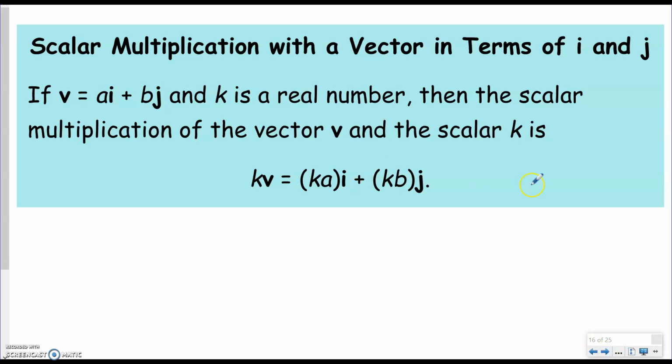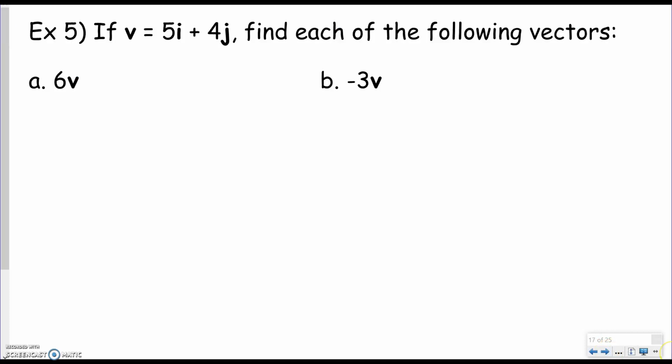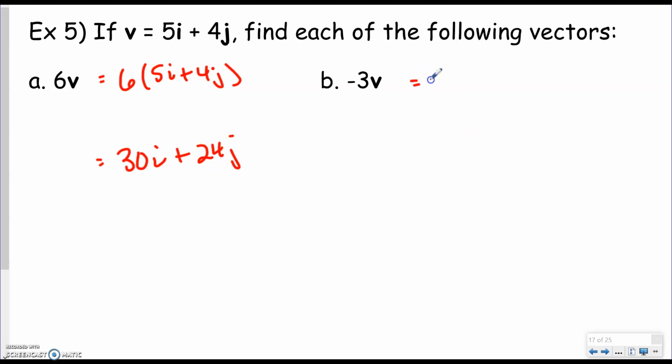Okay, scalar multiplication, you're just going to multiply, kind of like distributing each term by your multiple. So if I'm going to do 6 times v, we're going to do 6 times 5i plus 4j. So we get 30i plus 24j. And if we have negative 3 times v, we're going to do negative 3 times 5i plus 4j. And we're going to get negative 15i minus 12j.